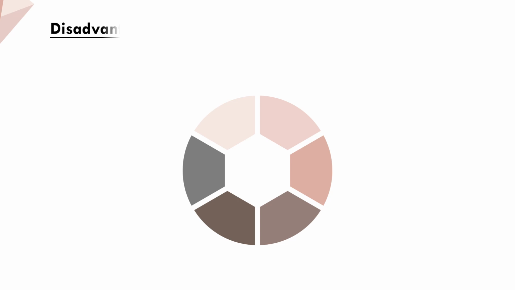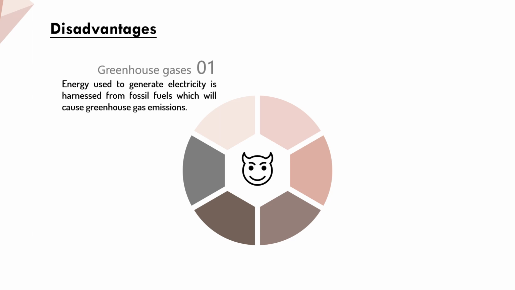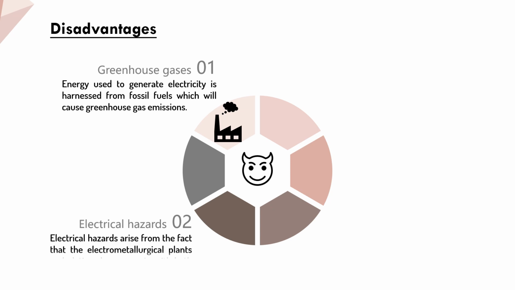Next, the disadvantages of the electrolytic cell. First, greenhouse gas emission. The energy used to generate electricity in the electrolytic cell is harnessed from fossil fuels, which will cause greenhouse gas emission. Second, electrical hazard. The electrical hazard arises from the fact that electrometallurgical plants and plating shops operate with both direct and alternating currents. And the third is the high cost.